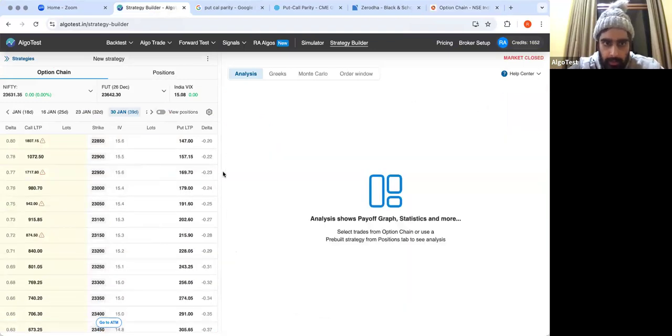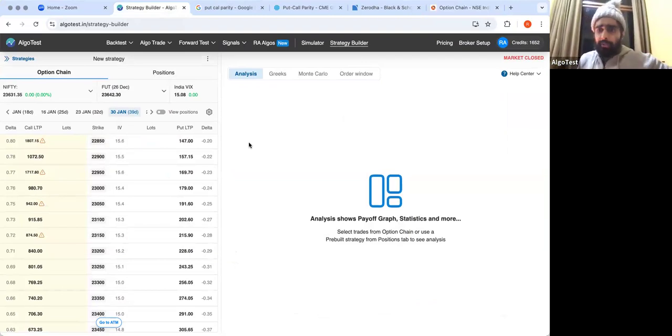Clear this out. Okay. Any questions? This is the last bit of put call parity. It's a very fundamental concept in option trading that the prices of calls, puts, and futures are intimately related. And I can replicate one with the other.